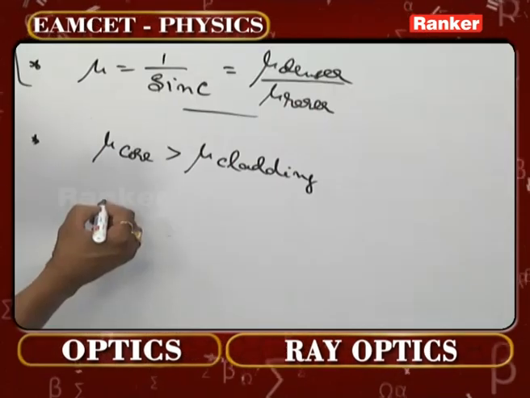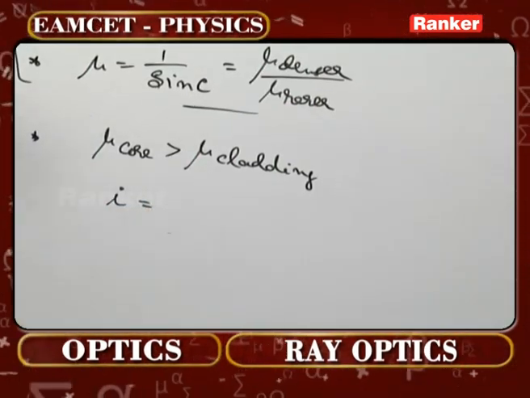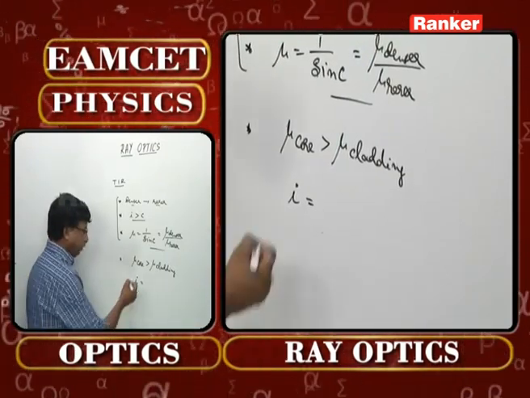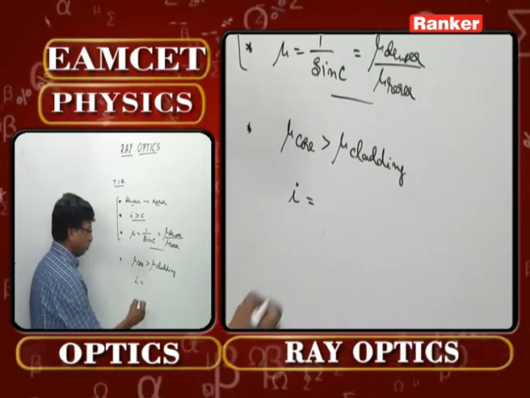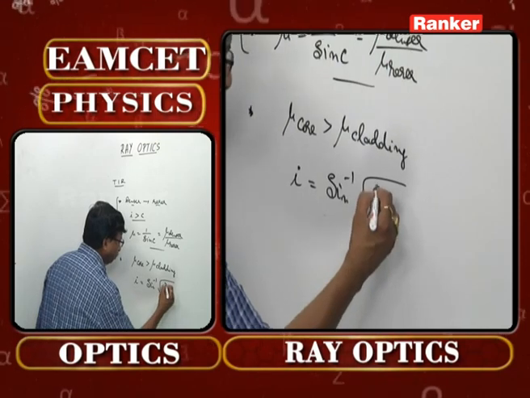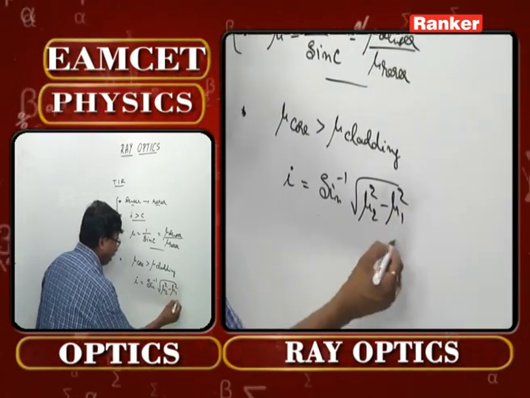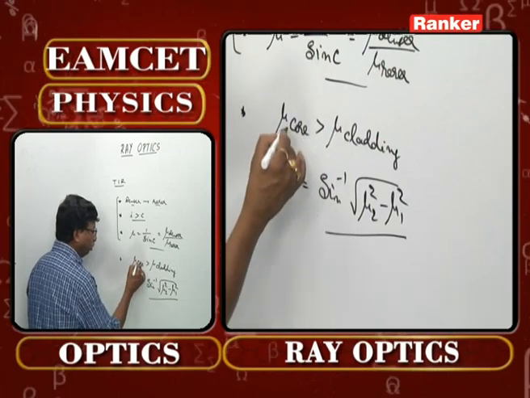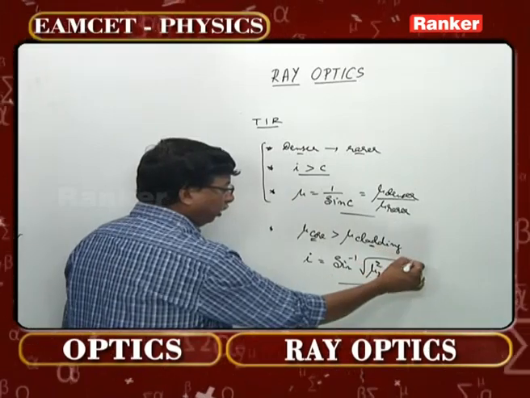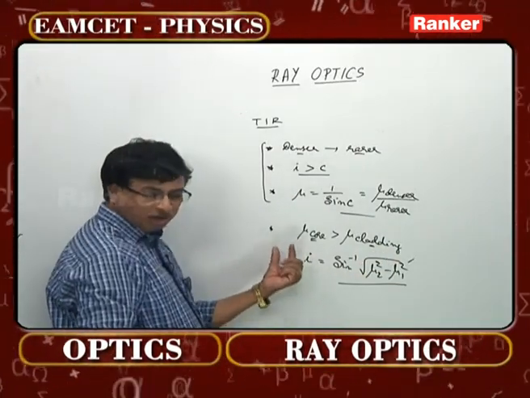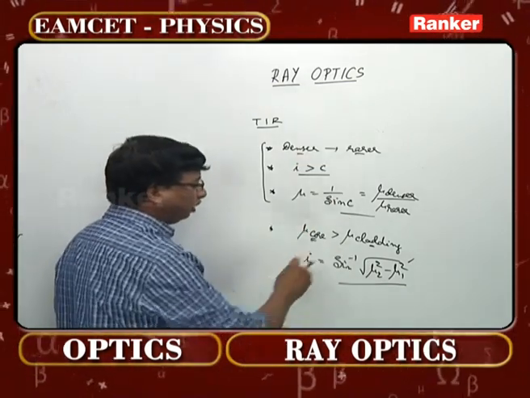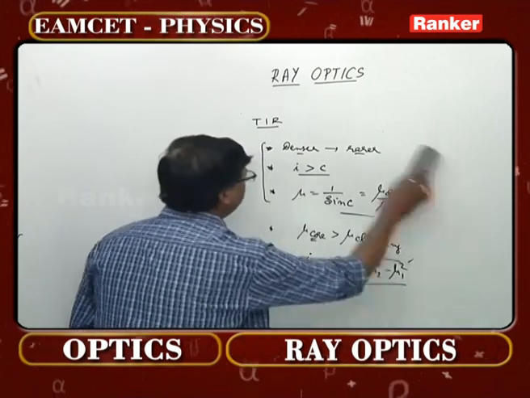And secondly, what should be the value of angle of incidence for total internal reflection to continue across the optical fiber? This is what is called launching angle actually, that can be written as sin inverse root of mu2 square minus mu1 square. Out of that you can understand mu2 is of the core and mu1 is of the cladding. So this is the formula for optical fiber when we are asked to write the launching angle. These are the points under total internal reflection you have to remember.